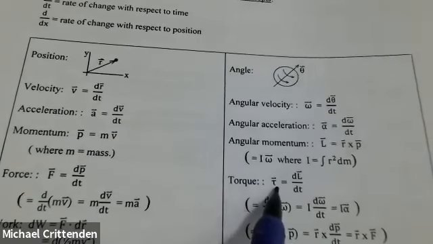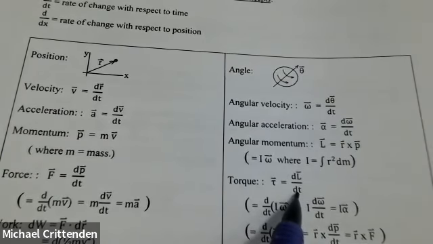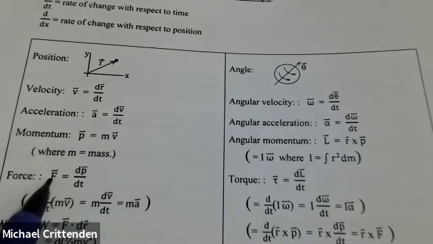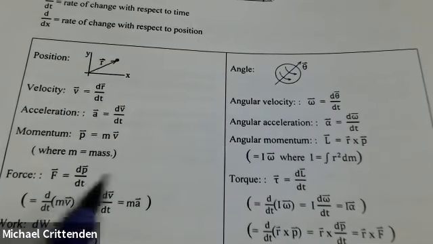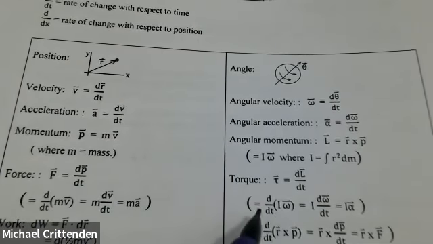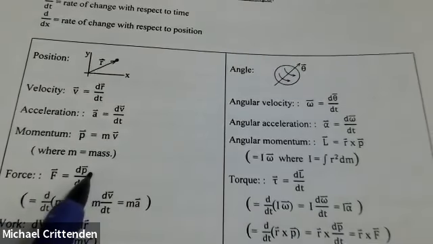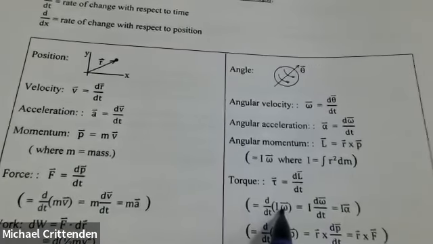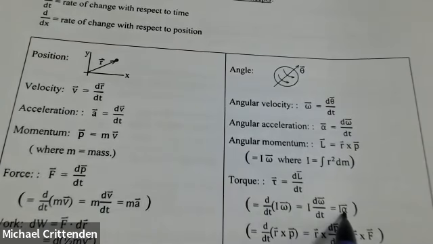Well, then we come to torque. Torque is equal to the rate at which the angular momentum is changing, just like force is equal to the rate at which the linear momentum is changing. And I've got a bunch of things in parentheses under here also, just as P is equal to mv, and that leads you to the force equaling m times a. L is equal to I omega, which leads you to the torque equaling I times alpha.